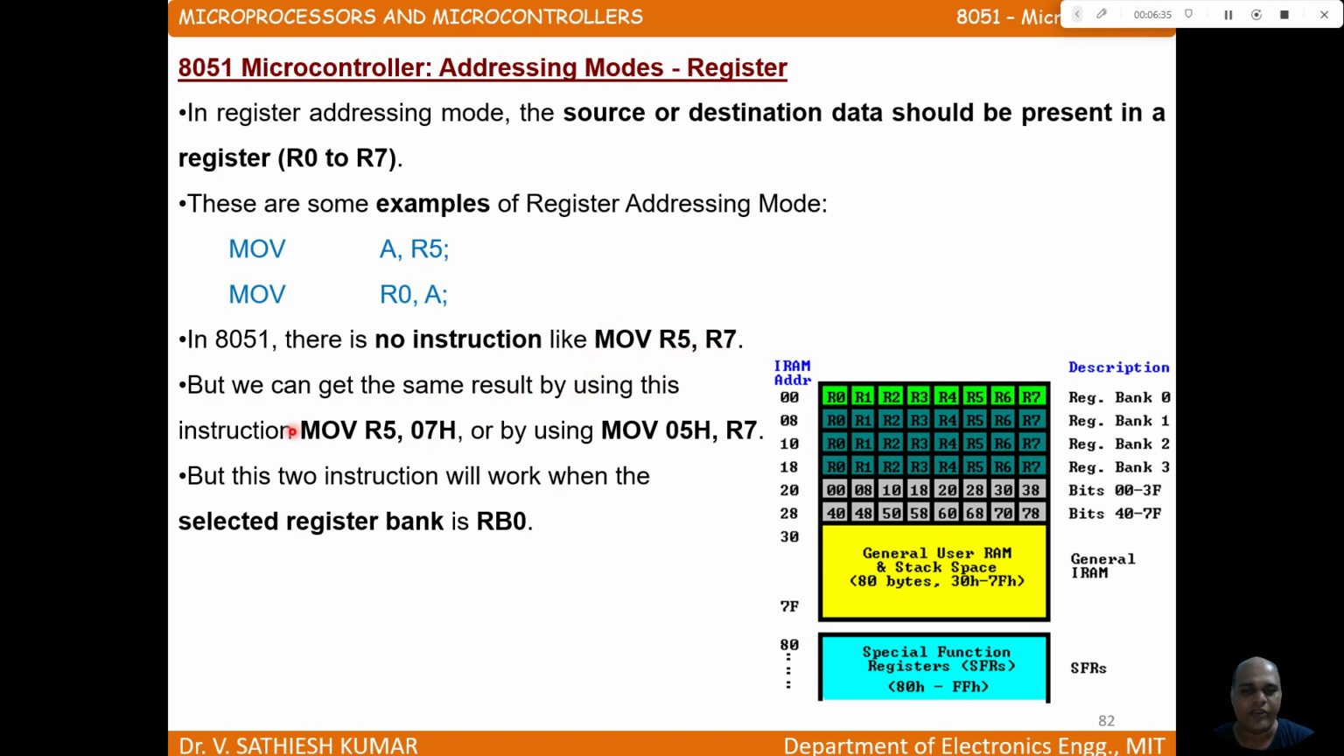Instead we can use it like this, MOV R5, 07, where the data from RAM location 07 will be moved onto your R5. In the same way we can also do it like this, MOV 05, R7, so the R7 content goes to the address location 05. An important thing to note here is that both the registers should be in the same bank.